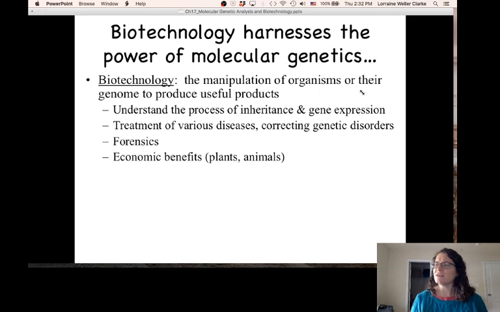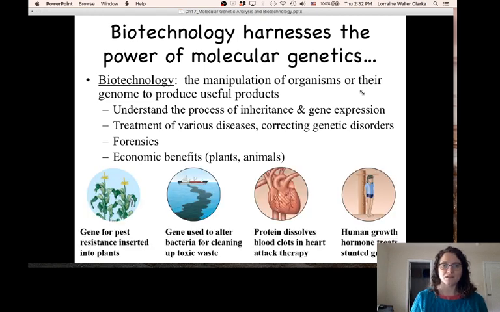The one you may be thinking of is the growth hormone. Growth hormones, while created through transgenic technology, are not themselves making the cows transgenic. Okay, you'd have to manipulate the cow DNA to do that. Okay, so genes for pest resistance can be inserted into plants.